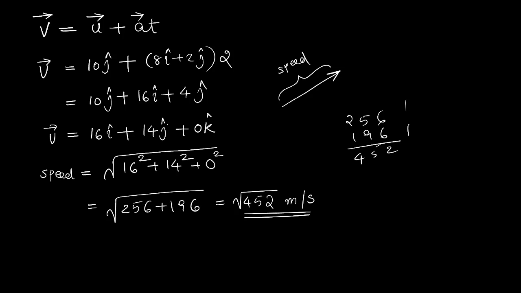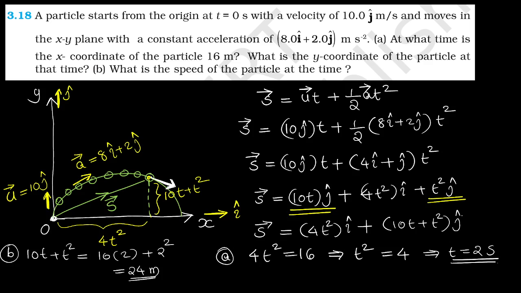Sir, for the first part, can you explain why we took S equal to ut plus half at square? Yes. The first part is about the horizontal distance we need, right? The horizontal distance is 16 meter. So it is about displacement. If they are talking about the displacement, I need S. The x coordinate is nothing but the horizontal displacement. So I need the formula for displacement.